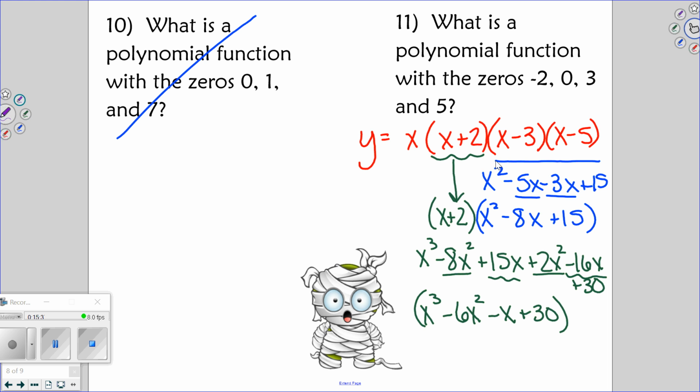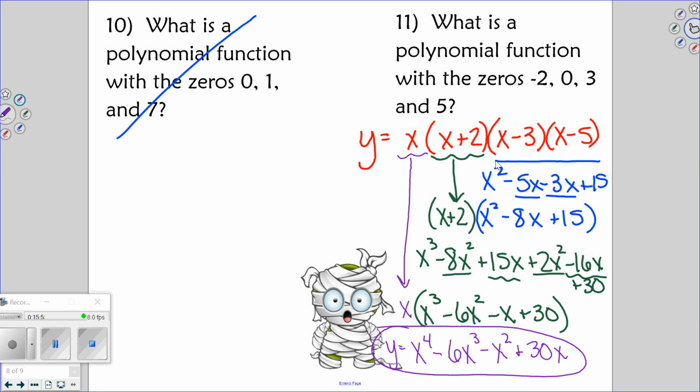Yep. And then you have one more thing to bring down. And we're going to distribute that through. So we get x to the fourth minus 6x cubed minus x squared plus 30x. And if you graph that, it should go through all 4 points that we said it would.